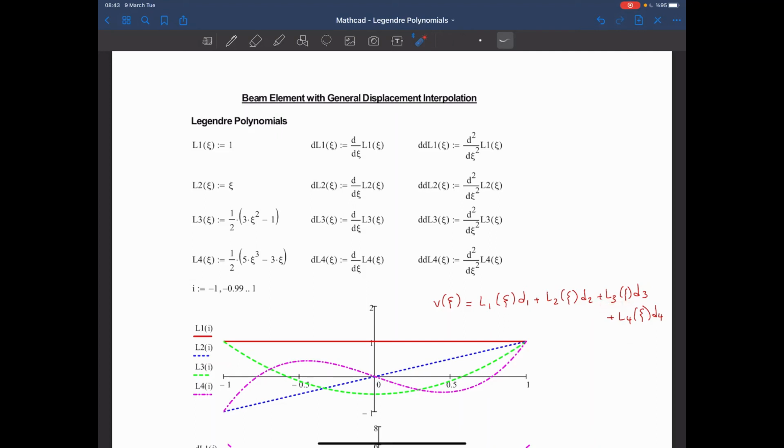Now L3 is that green line, which represents a symmetric deformation under symmetrical bending, and L4 is that pink one, which represents the deformation under anti-symmetric bending. So we have these different forms of deformations, and these are the coefficients that tell us how much deformation, how much displacement we get from each deformation mode.